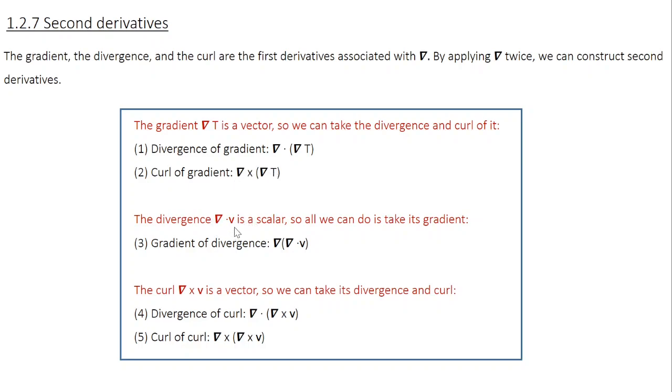Similarly, when it comes to divergence, divergence is associated with a vector and the output is a scalar. So the only option is to take a gradient of the scalar. So you have gradient of divergence, del of del dot v. On the other hand, curl is a vector, so you can take divergence and curl of the vector. So consequently, you have two second derivatives associated with curl: a divergence of curl, del dot curl of v, and curl of curl, del cross curl of v. So let's consider one at a time.